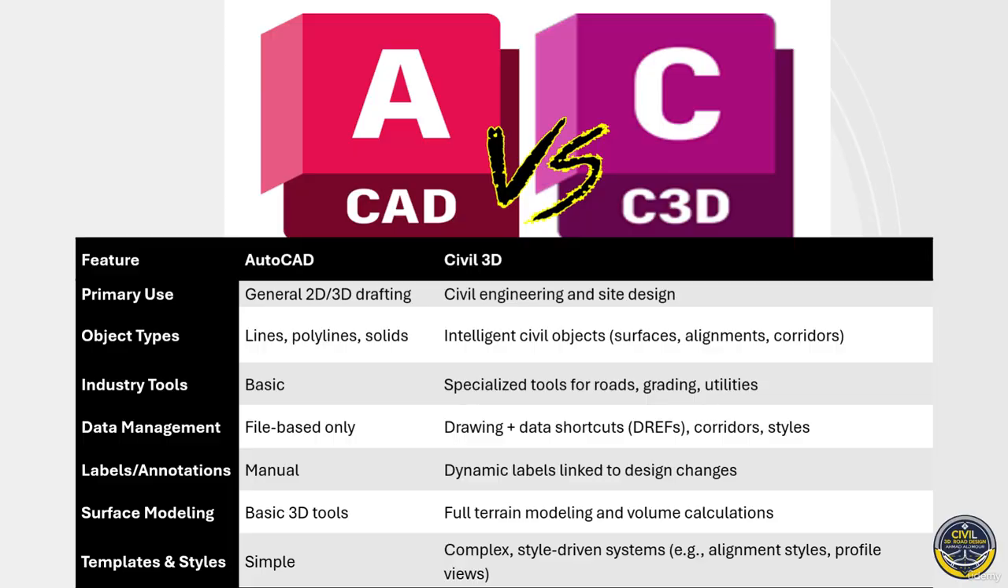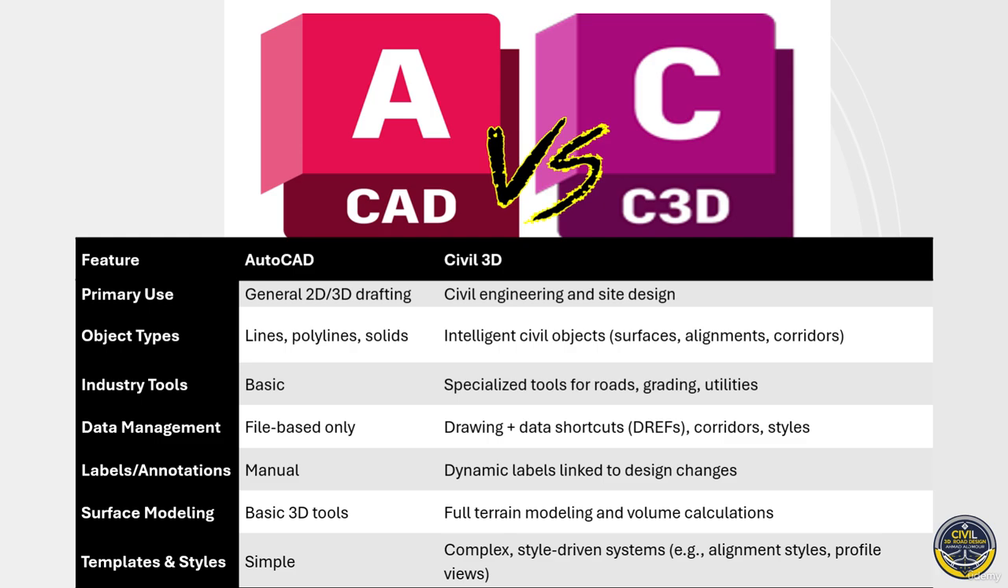Civil 3D versus AutoCAD. What's the difference? Now you might wonder, how is Civil 3D different from regular AutoCAD? AutoCAD is a powerful general purpose drafting tool ideal for 2D and 3D drawings. But Civil 3D goes much further. It's purpose built for civil engineering. Key differences. Use case. AutoCAD is for general drafting. Civil 3D specializes in roadway, site, and utility design.